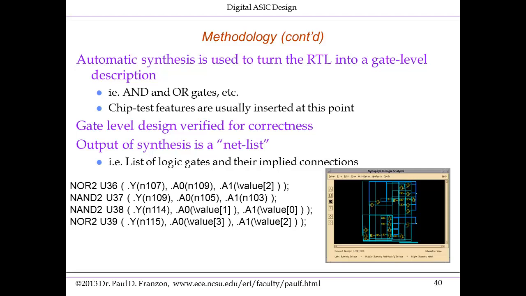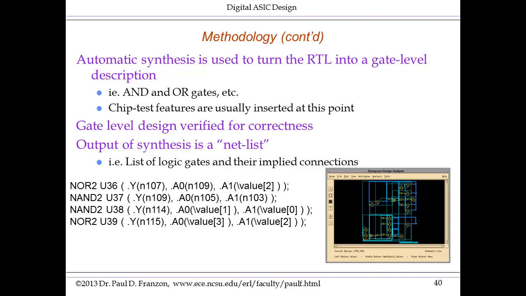The dots refer to the ports inside the cell. The Y port is the output, A0 and A1 are the inputs. And the value in parentheses is the name of the net in the netlist. You can see, for example, here there's a net called N109 or N103. And if you look, for example, at the net N109, it comes out of the NAND2 U37, and where does it go to? It goes to one of the inputs of the NOR gate, U36. So this netlist implicitly describes how the gates are wired together.